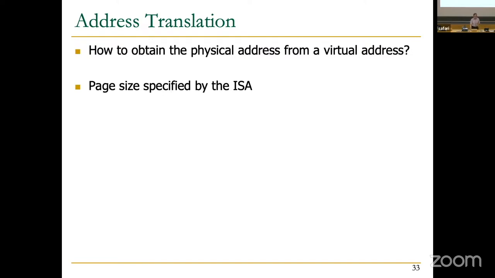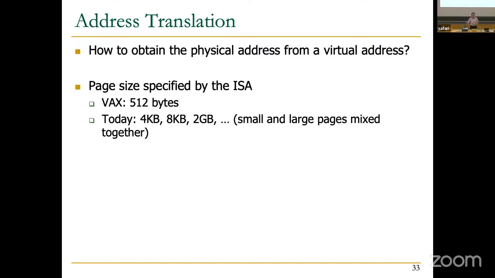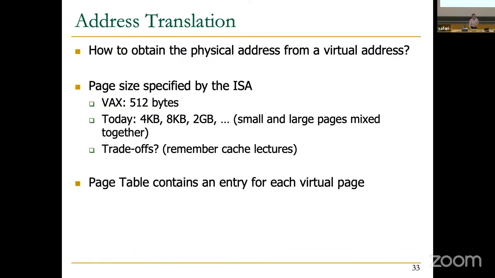Page size is specified by the ISA. There could be multiple page sizes, as you can see today. This actually causes issues in how to organize the TLB also. We have multiple different TLBs for different page sizes. Now you have a problem, right? So if you're interested in this, you can watch the additional lecture. We don't have time to go over this. So basically, there are trade-offs in the page sizes, similar to trade-offs we have in caches.